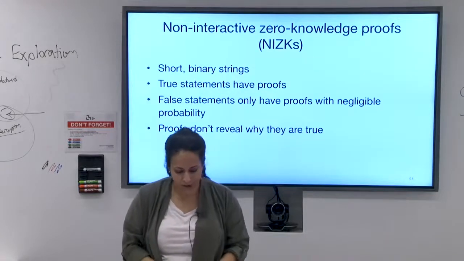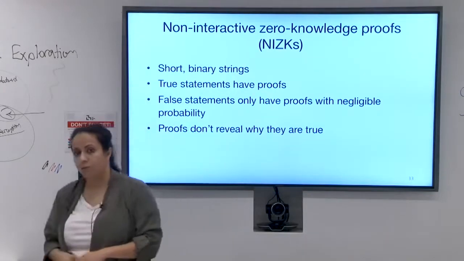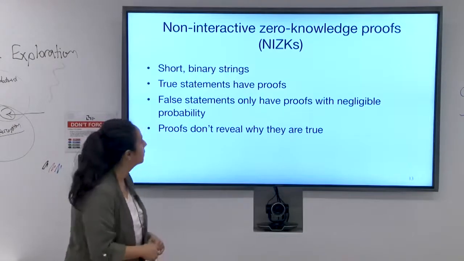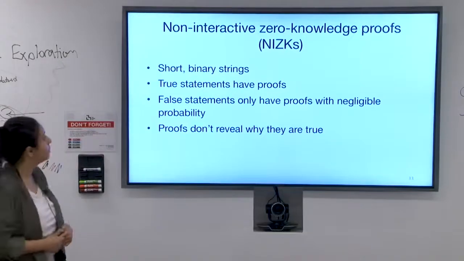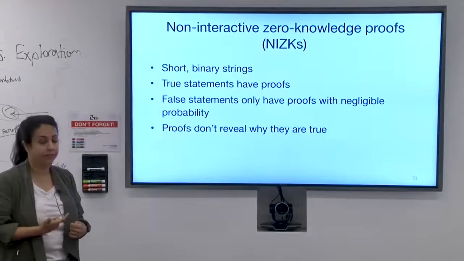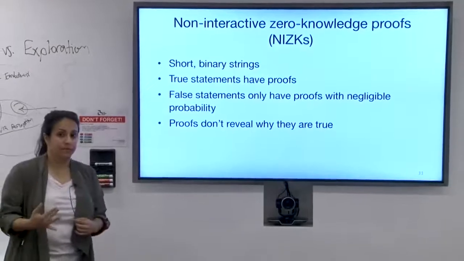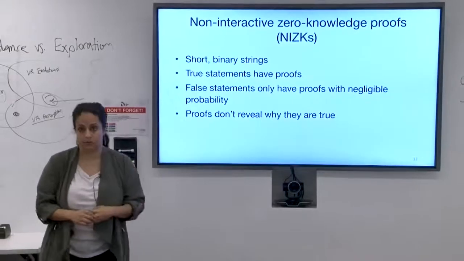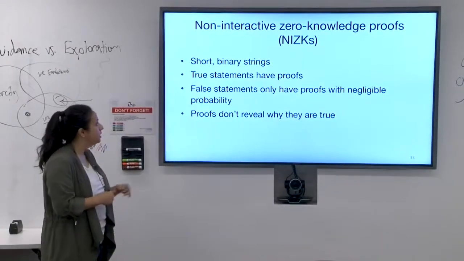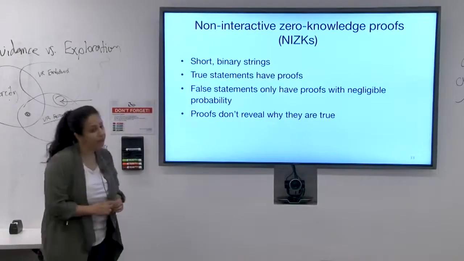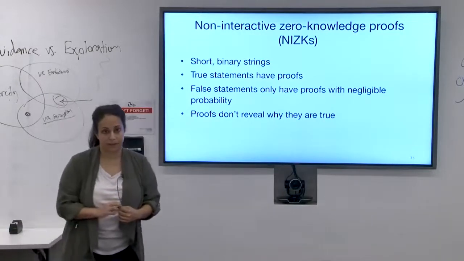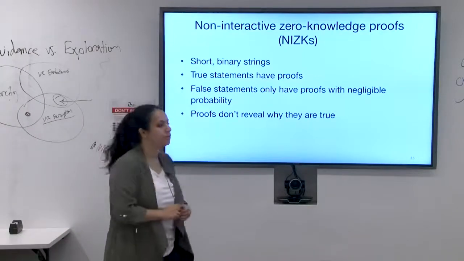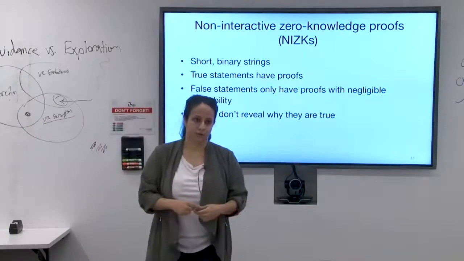So our solution to do that is to use a set of what are called NIZKs, non-interactive zero-knowledge proofs. So what are NIZKs? NIZKs are short binary strings. True statements have proofs. So if a statement is true, it should have a proof indicating that it's true. False statements only have proofs with negligible probability. And proofs don't reveal why they are true.